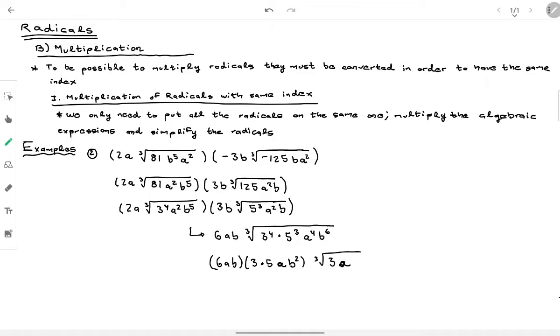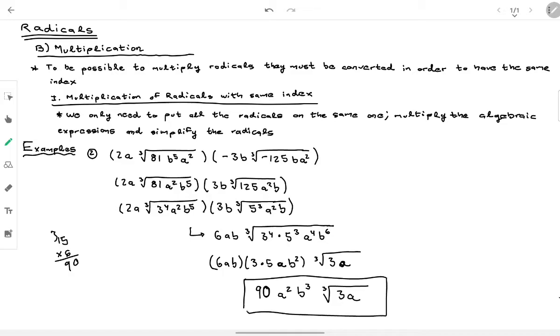So if we multiply 5 times 3, it's 15 times 6. So let's see, 15 times 6, it's going to be 90. What about the letters? We have a and a, it's going to be a squared. We have b and b squared, so it's going to be b to the third. That multiplies the cubic root of 3a. And this one is going to be my final answer.